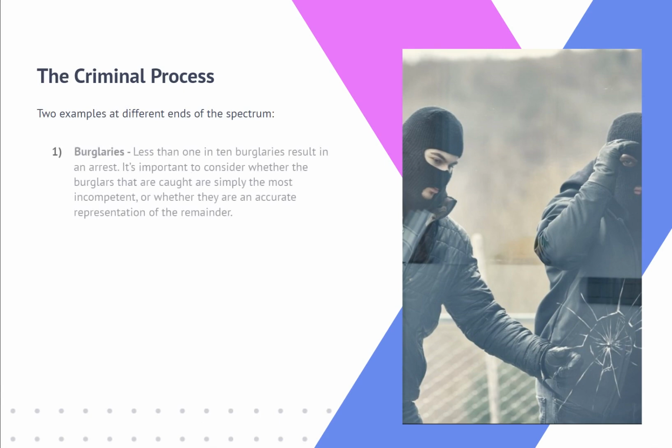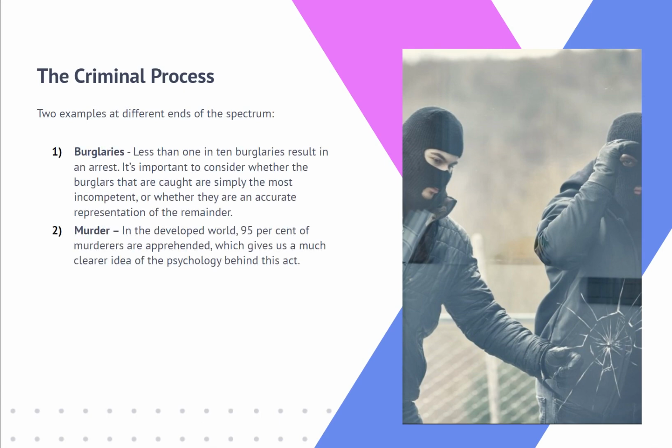Two examples at different ends of the spectrum. Number 1. Burglaries. Less than 1 in 10 burglaries result in an arrest. It's important to consider whether the burglars that are caught are simply the most incompetent or whether they are an accurate representation of the remainder. Number 2. Murder. In the developed world, 95% of murderers are apprehended, which gives us a much clearer idea of the psychology behind this act.